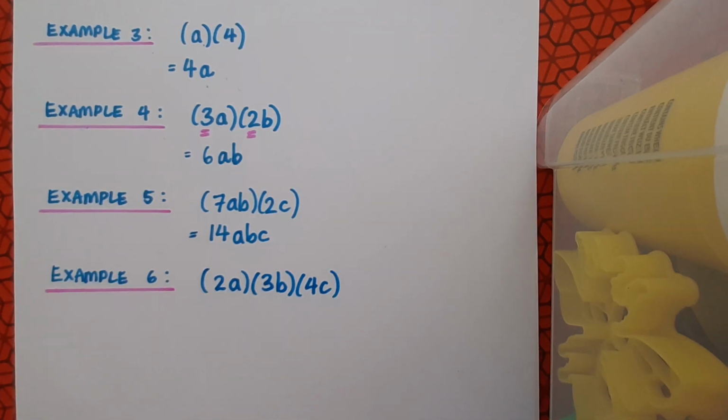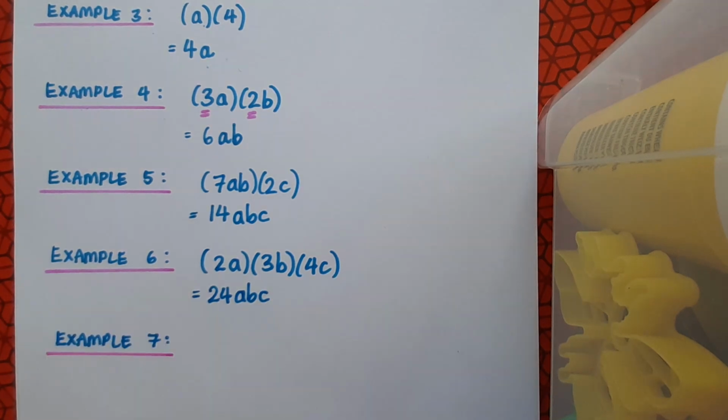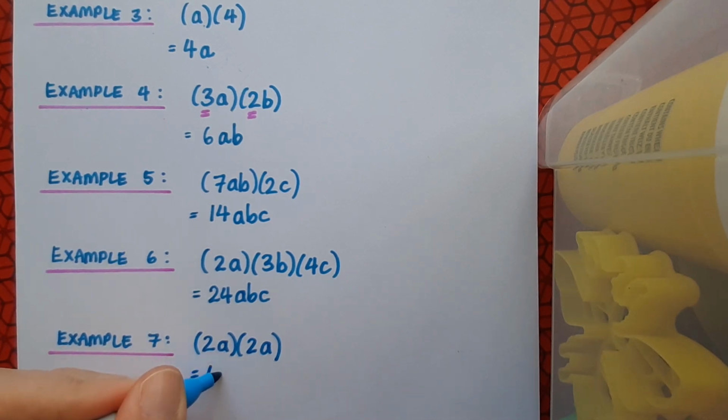Here we have example 6. Again, pause the video here for a moment and see, can you figure out the solution to this yourself? Well, this time I'm multiplying together the coefficients 2 by 3 by 4, and 2 by 3 by 4 is 24. And then my variables are a, b, c. Okay, so example 7. Here I have 2a by 2a. 2 by 2 makes 4. And I can write aa at the end.